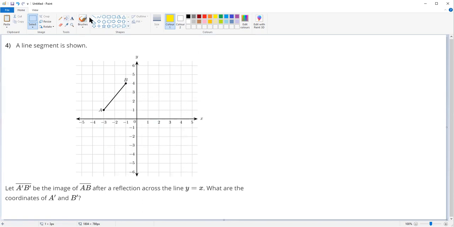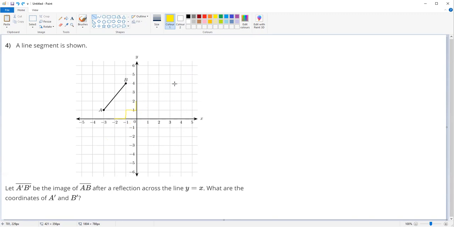But y equals x, for every one change in y, there's a change in x. So if y goes up positive, x goes up positive. That means the line is like this, one for one change. So it's going to reflect it this way.